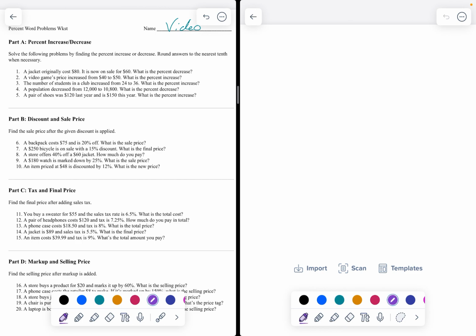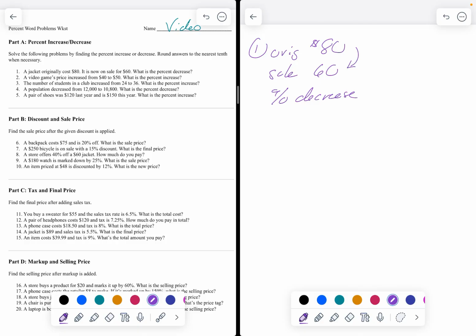It says for the first part A is percent increase and decrease. So number 1 said a jacket originally costs $80 and it's now on sale for $60. What is the percent decrease? Well, how much did it go down by, right? What we're looking for is how much did it go down by? So it went down $20.